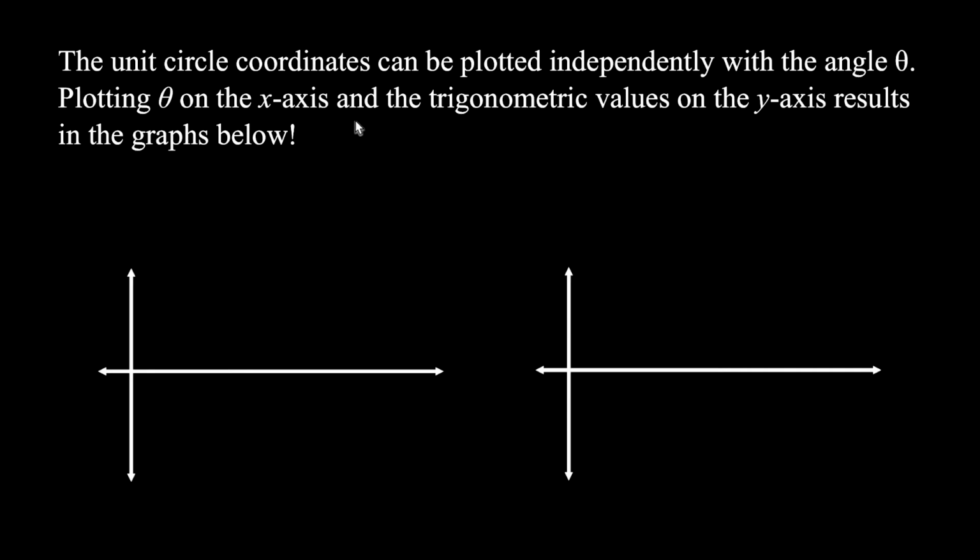So the unit circle coordinates, we can plot those independently with the angle, where we put the angle, theta, on the x-axis, in degrees or in radians, and then whatever those trig values are, square root 2 over 2 as a decimal, I think it's 0.707, plotting each of those trig values on the y-axis, and we get these graphs.